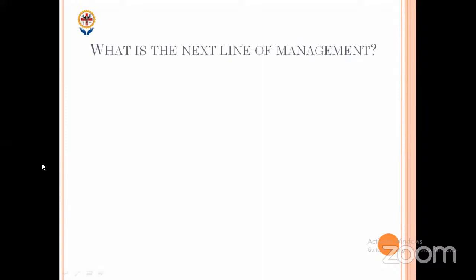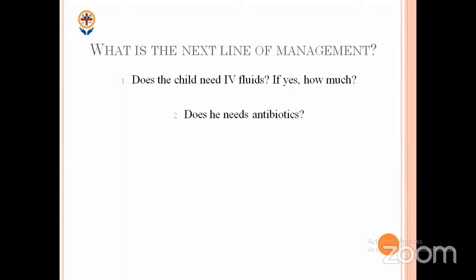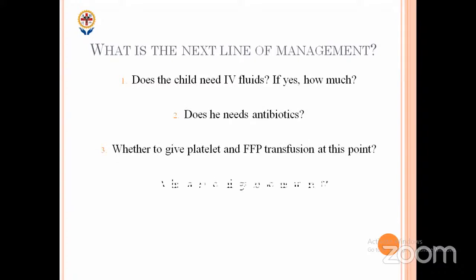So what is the next line of management in this child? Do you want to give IV fluids for this child? Does this child need antibiotics? Can we give platelet and FFP transfusion because of thrombocytopenia and deranged coagulation? And what are the things you want to monitor in this child? So these are the 4 important questions we need to ask ourselves when we see this kind of child.